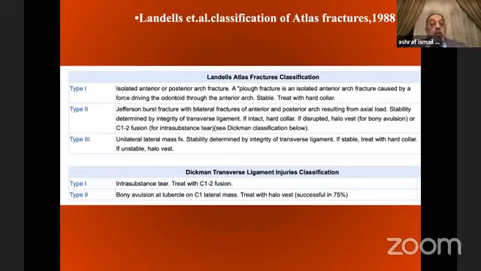Type 3 is a unilateral lateral mass fracture. It may be accompanied, according to Dickman, by a ruptured transverse ligament or avulsion of the transverse ligament. So if it is stable, it will be treated conservatively with a halo vest. If it is unstable, it will be fixed by C1-2 fusion.